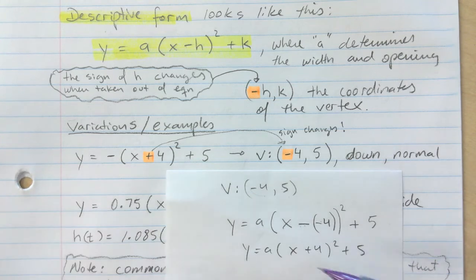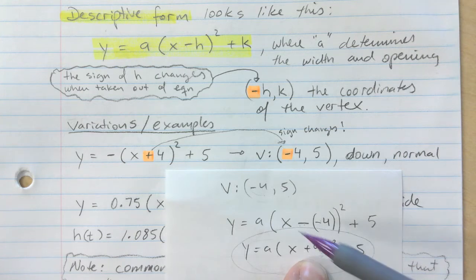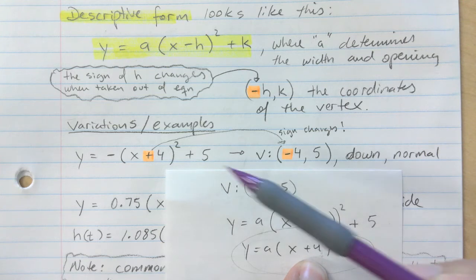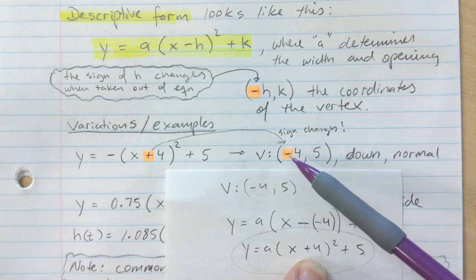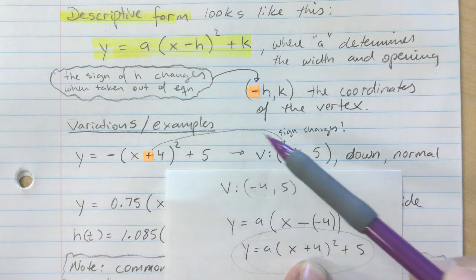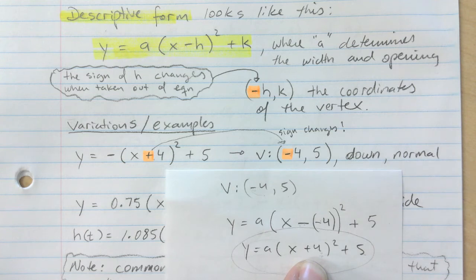So that's why you just have to remember, if I gave you an equation like this, and I asked you for the vertex, it is 4 and 5. Those are the two values, but you have to know that the x value will have changed its sign. I just tell my students, when you take it out of the equation and you state the vertex, just change the sign. If it's negative here and you take it out, it'll be positive there, and vice versa. Okay? Good question.